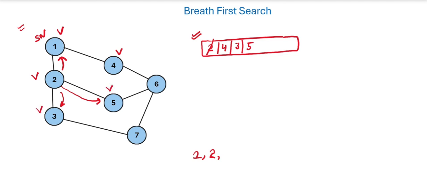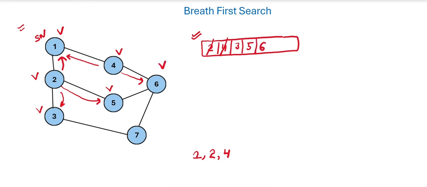Now we will pick 4 and we'll remove it from the queue and we'll add it to the sequence of traversed nodes. Now from 4 we can move to either 1 or 6. But as 1 is already visited, we will insert only 6 in this queue and we'll mark 6 as visited.